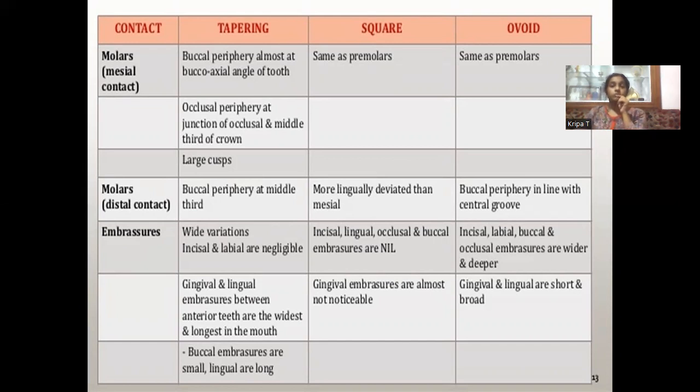For square tooth, incisal, lingual, occlusal, and buccal embrasures are nil. Gingival embrasure is also not so noticeable. When the tooth is ovoid, incisal, labial, buccal, and occlusal embrasures are wider and deeper. Gingival and lingual are short and broad.